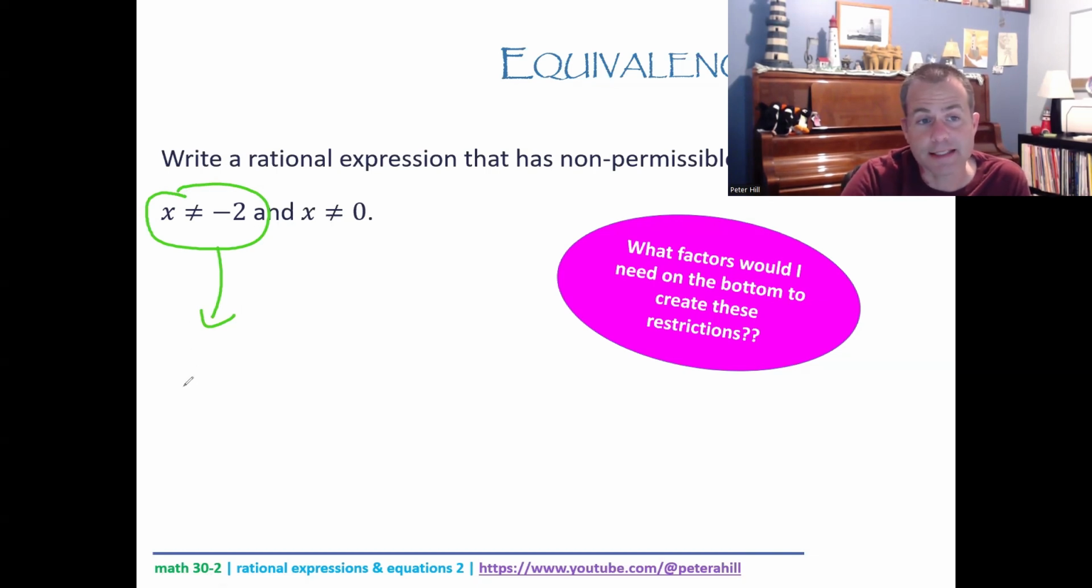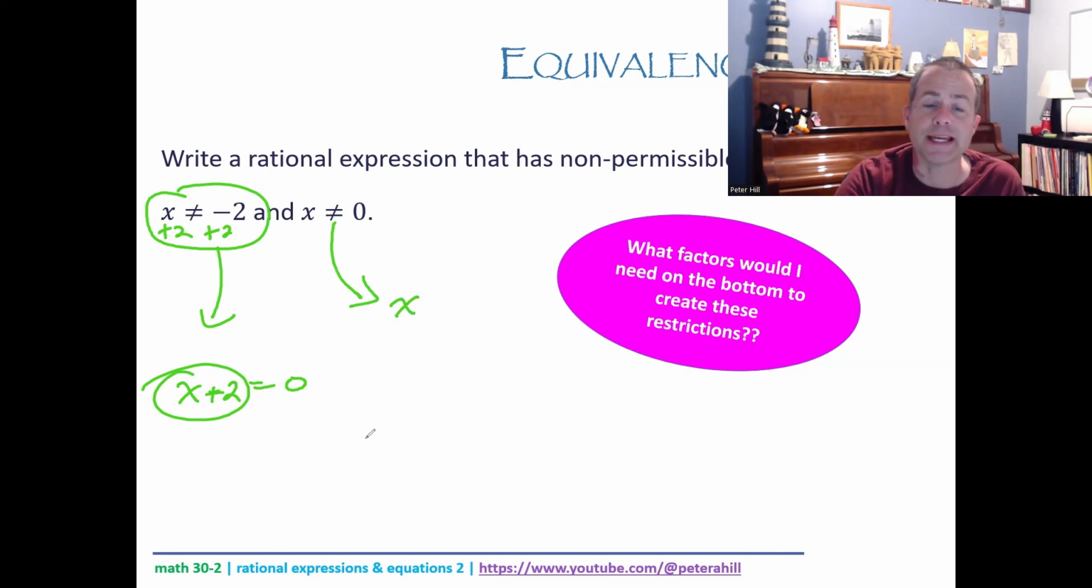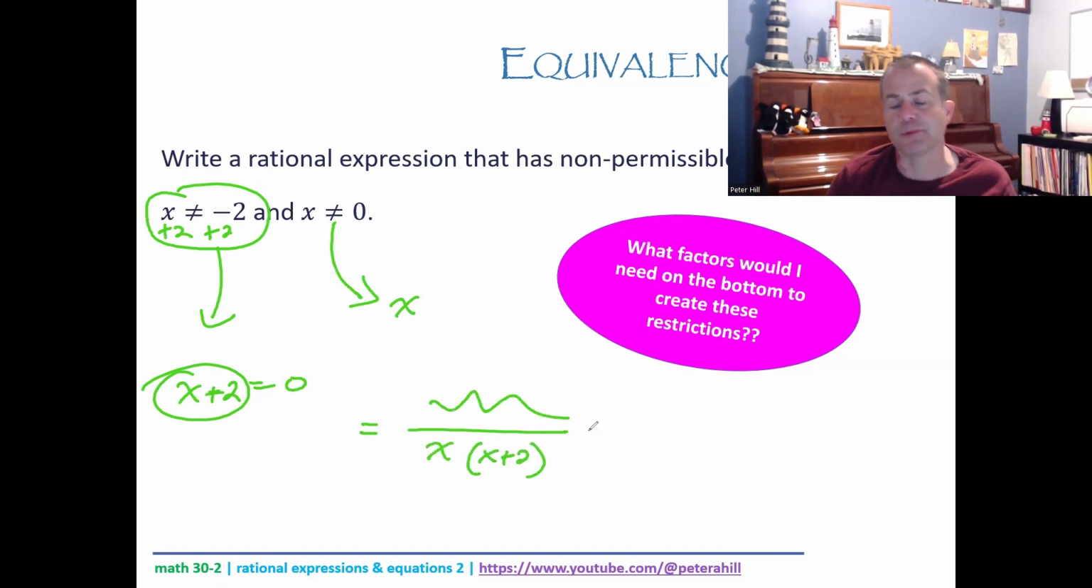So if I wanted that to equal 0, I would say x plus 2 equals 0. I just add 2 to both sides, right? So that's the factor that I don't want on the bottom. And then this guy is already set up, so that would just be a factor of x on the bottom. Okay, so if I was to create this, I would want an x and an x plus 2 on the bottom. Doesn't matter what I put on the top. Okay.